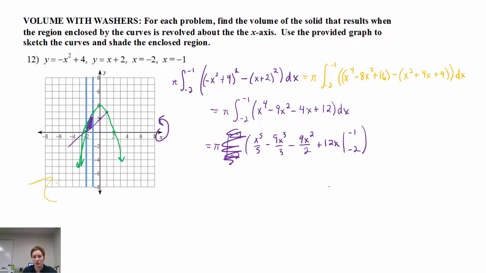and you can write it all out, or you can just plug it into your calculator, or you can work it out as you go. If you do it correctly, you should get 16 fifths pi, I believe. So work it out, see if that's what you get. That should be the answer.